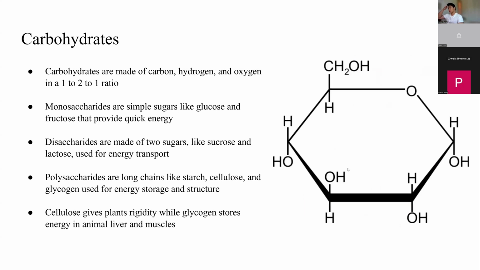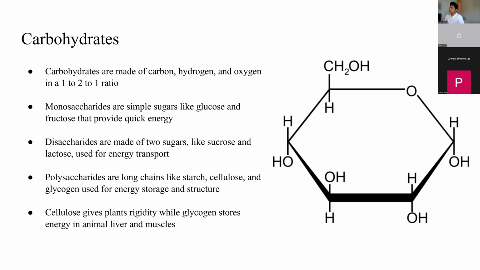So the first one I want to talk about is carbohydrates. Carbohydrates are probably in the majority amount of foods you eat every day, like rice, potatoes, and they're made of carbon, hydrogen, oxygen in a 1-to-1 ratio. What this means is that the number of carbons, hydrogens, and oxygens in any form of carbohydrate, if you were to count them out and put them together in a ratio, it will all simplify to 1, 2, and 1.